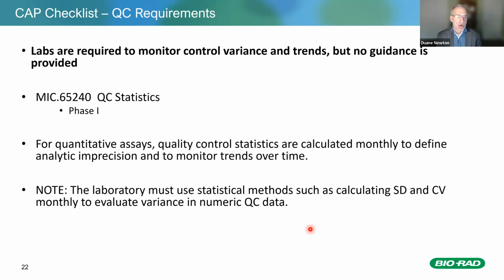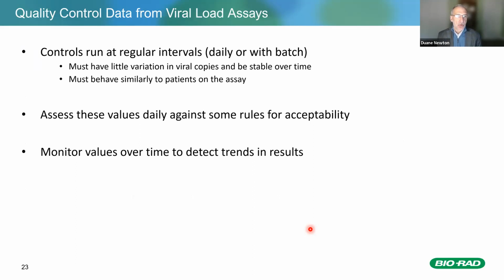CAP also says that labs are required to monitor control variants and trends, but again, no guidance is provided. So we need to calculate at least monthly for quantitative assays control statistics, to define our analytical imprecision and monitor trends over time. But what we do with those trends, how we respond to them, what thresholds for action need to be established are not defined. So in summary, we need to run controls at regular intervals. They must have little variation in viral copies and be stable over time, and must behave similarly to patients on the assay. We need to assess these values daily against some rules for acceptability, and we need to monitor values over time to detect trends and results.